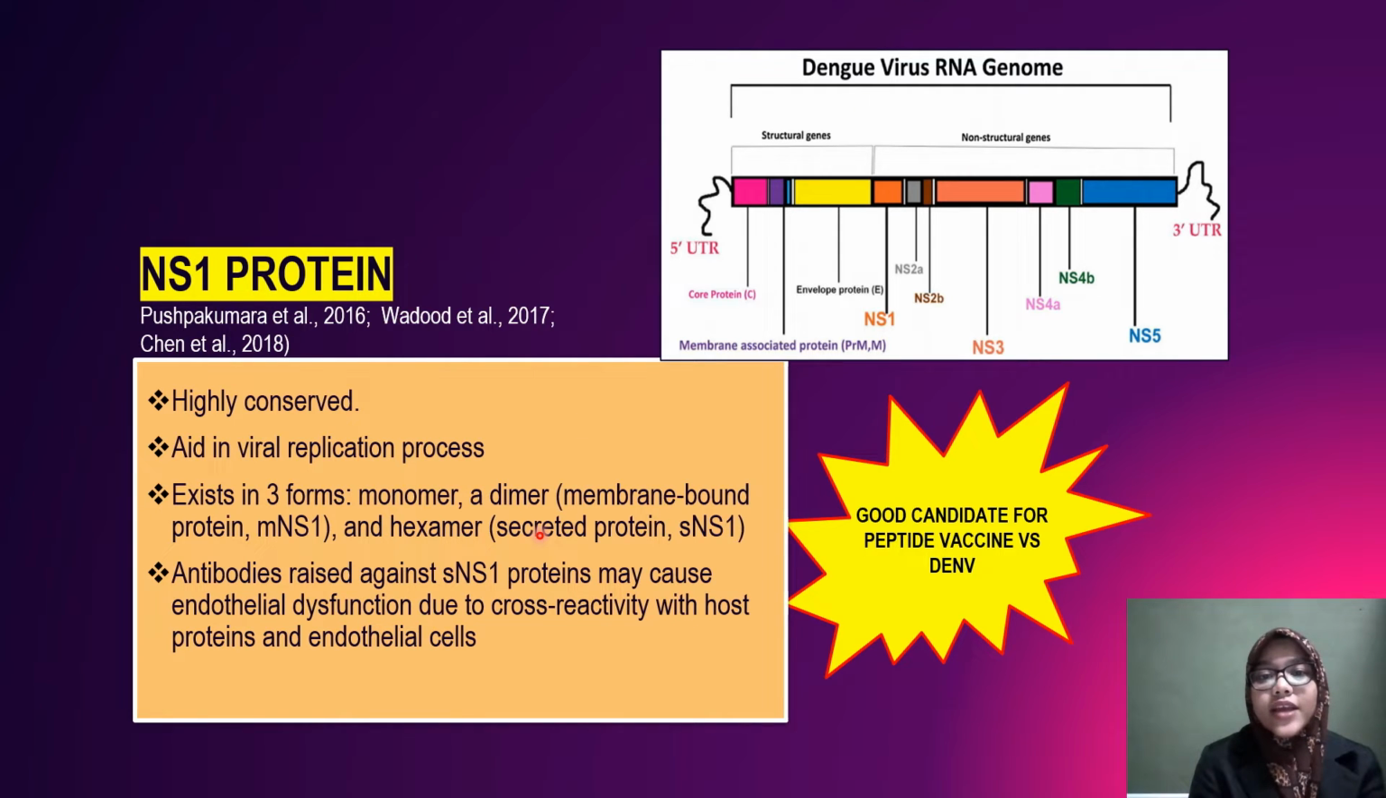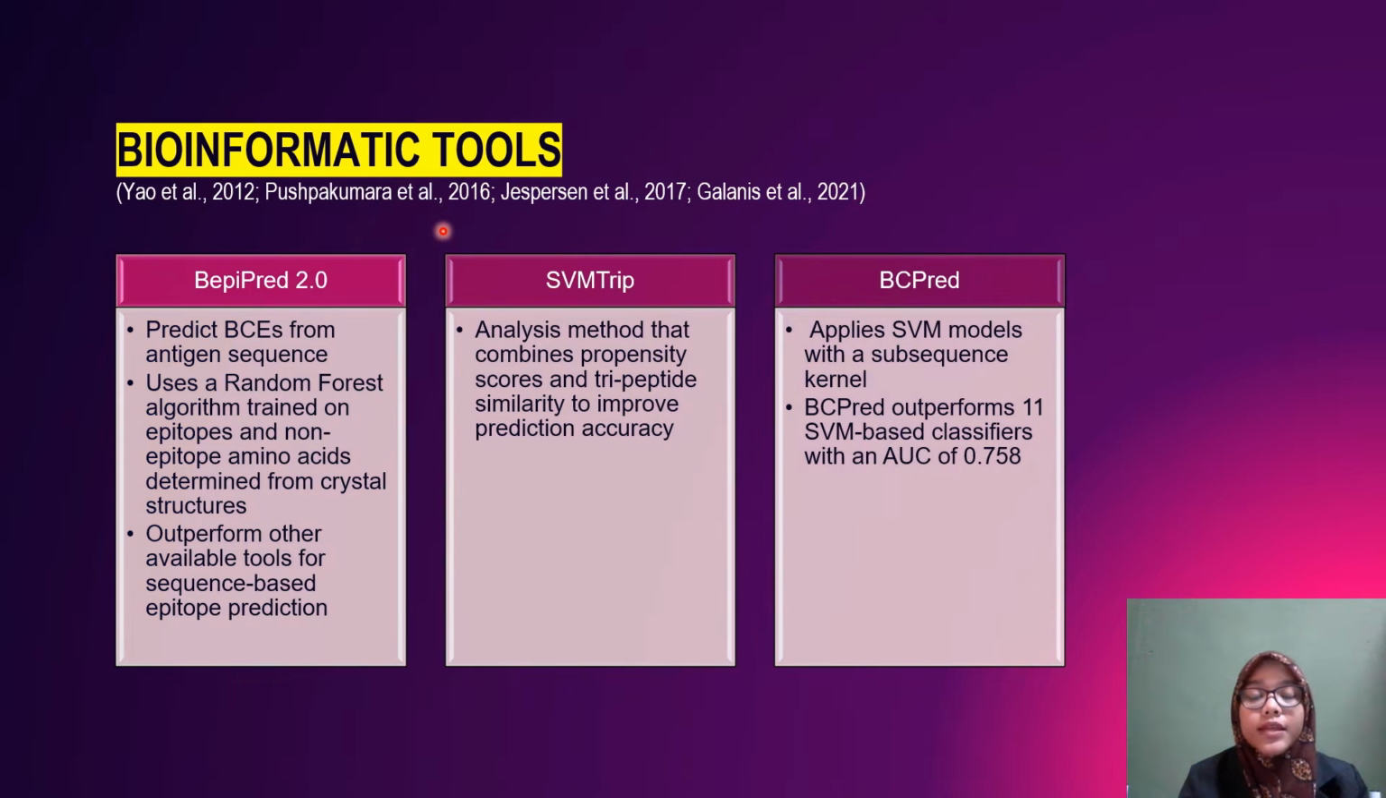Therefore, to avoid cross-reaction of the antibody, we need to predict the epitope regions of the NS1 protein instead of using the whole NS1 protein sequence to create a vaccine. The epitopes of the NS1 protein can be predicted using bioinformatics tools. There are 3 linear B-cell epitope prediction tools used in this study, which are BPPRAT 2.0, SVM3, and BCPRAT.